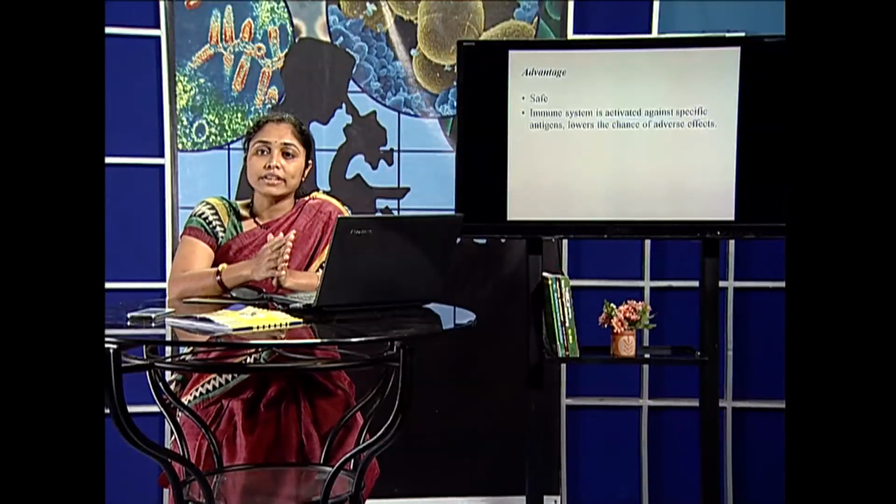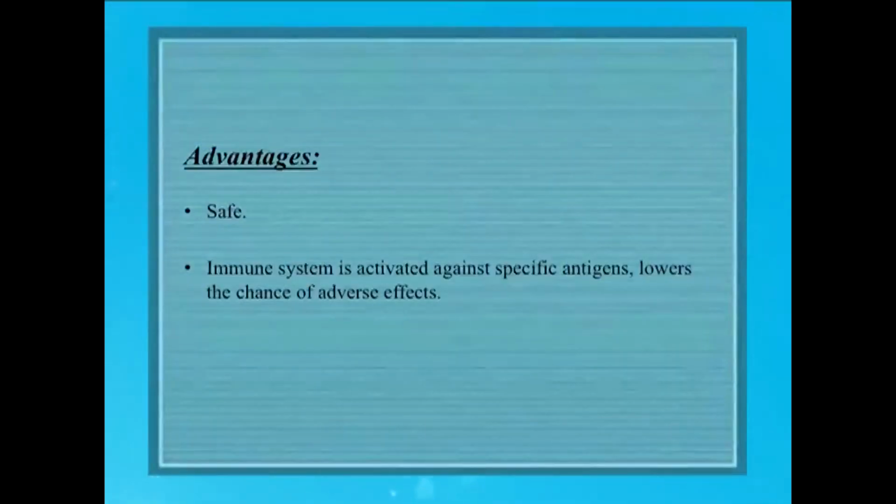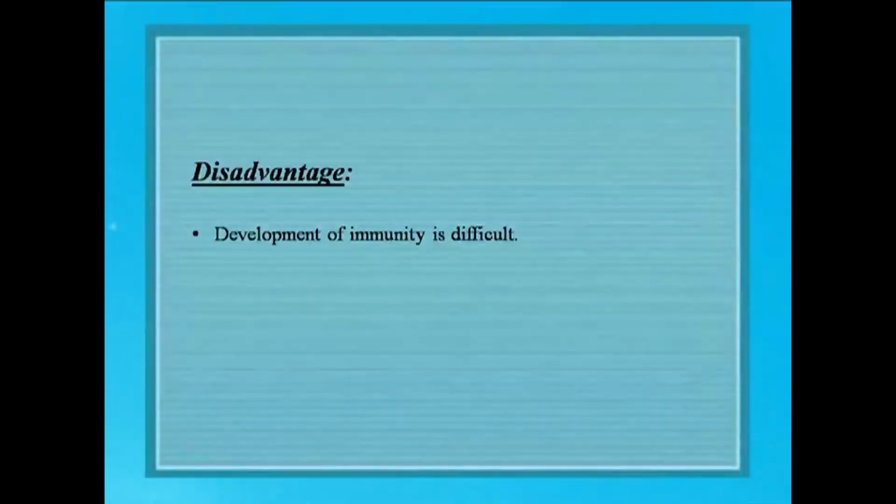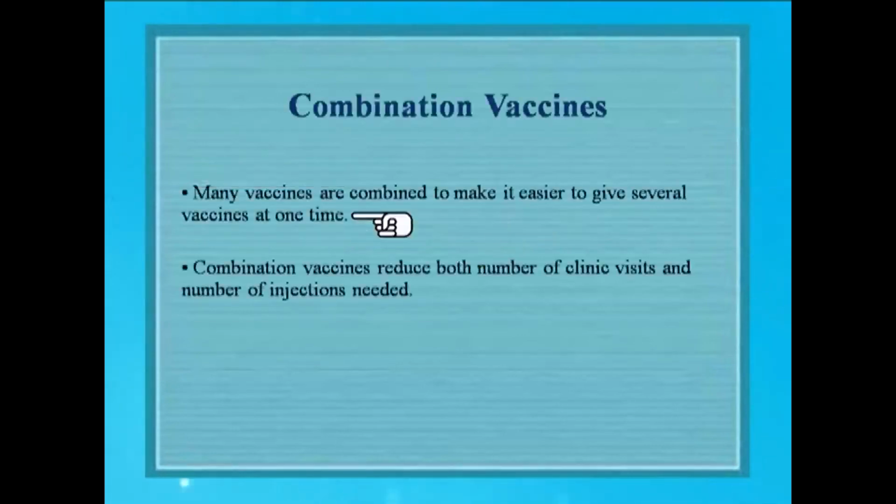Now, what are the advantages of this type of vaccine? These vaccines are safe compared to the first generation vaccines, and since immune system is activated against specific antigen, it lowers the chance of other adverse effects. And the disadvantage is the development of immunity is difficult in case of second generation vaccines. Now, sometimes vaccines are combined and given to the patient. It reduces both the number of clinic visits and number of injections.